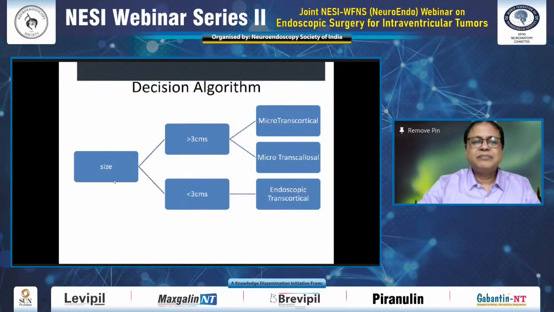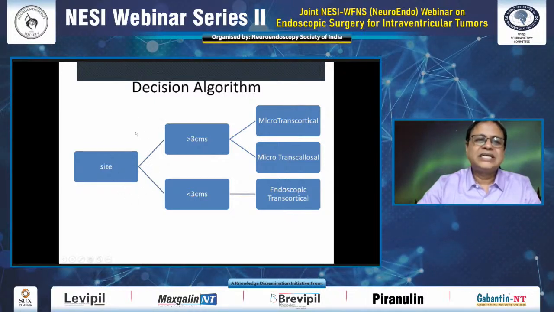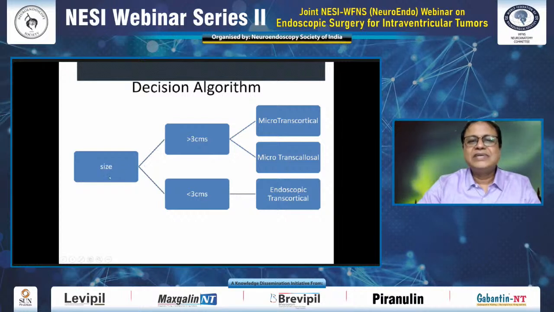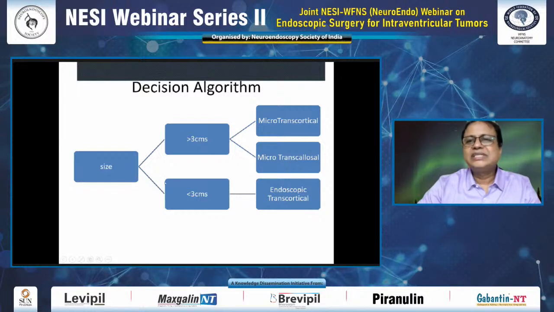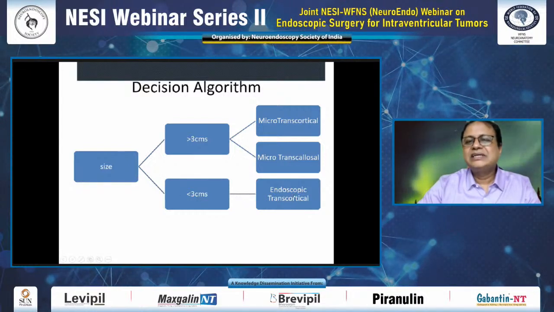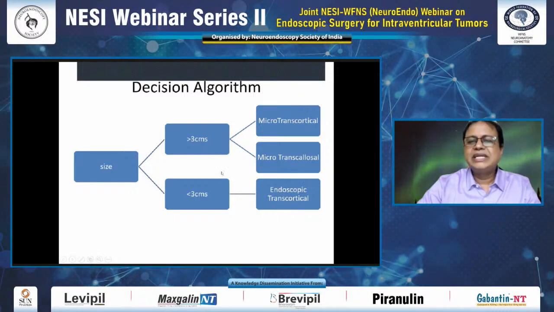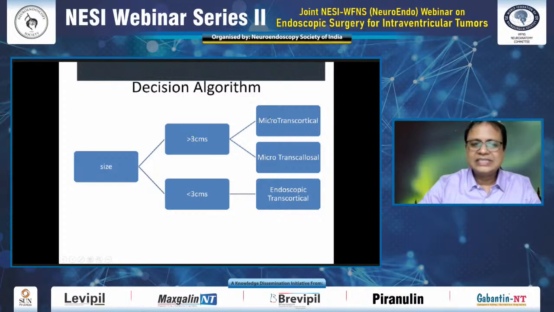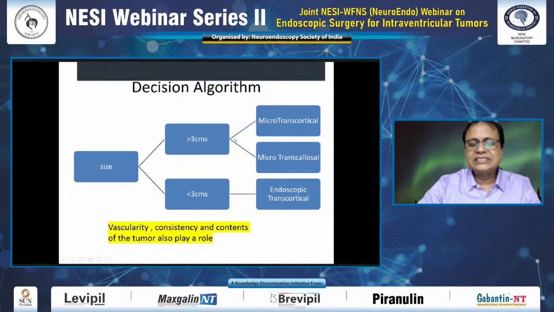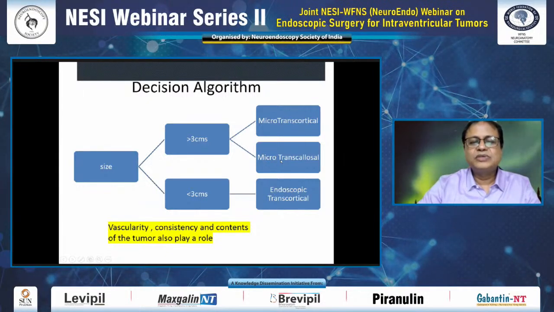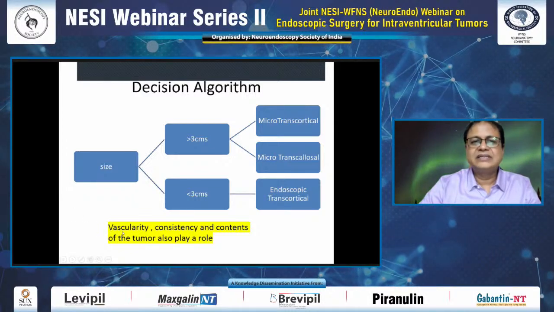So how do you decide, if you get a particular patient of intraventricular tumor, what approach has to be done? It should be decided depending on size. If it's less than 3 centimeter, one can do an endoscopic transcortical. But if it's more than 3 centimeter, one has to decide whether to do a microscopic transcortical or a microscopic transcallosal, depending on the size of tumor. But it's not only the size, but also one has to look at the vascularity of the tumor, the consistency, whether it's cystic or solid, and contents of the tumor also play a role. If it's very hard, again, endoscopy probably is difficult.